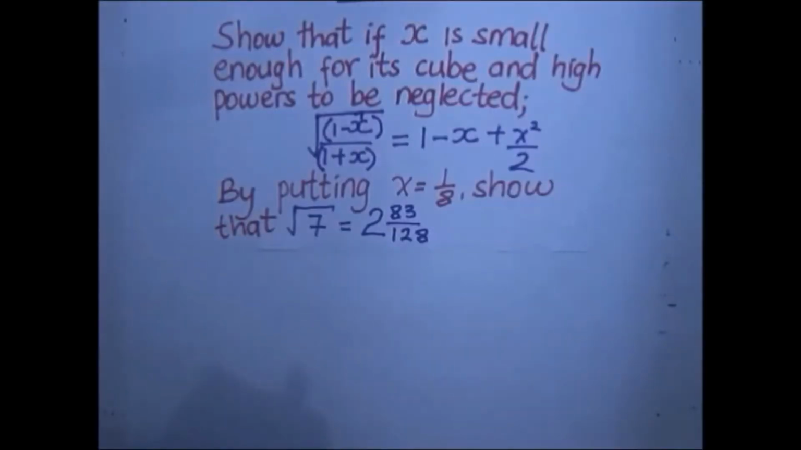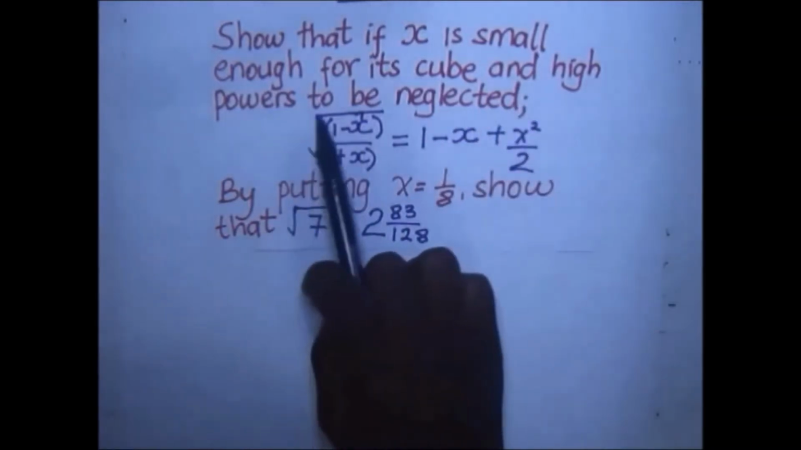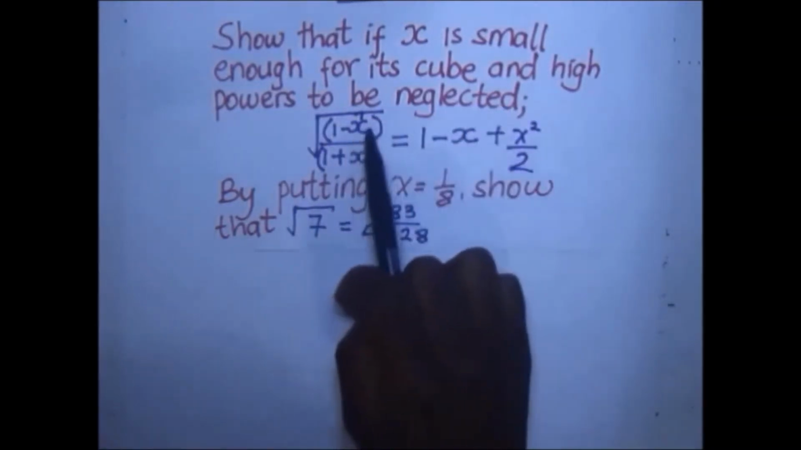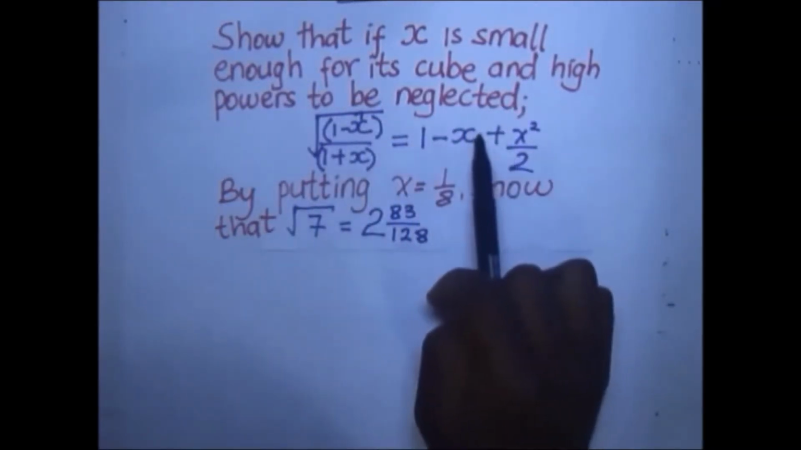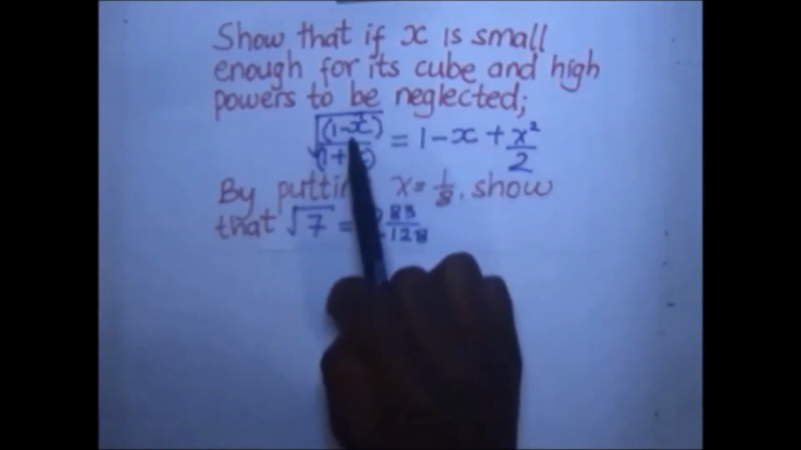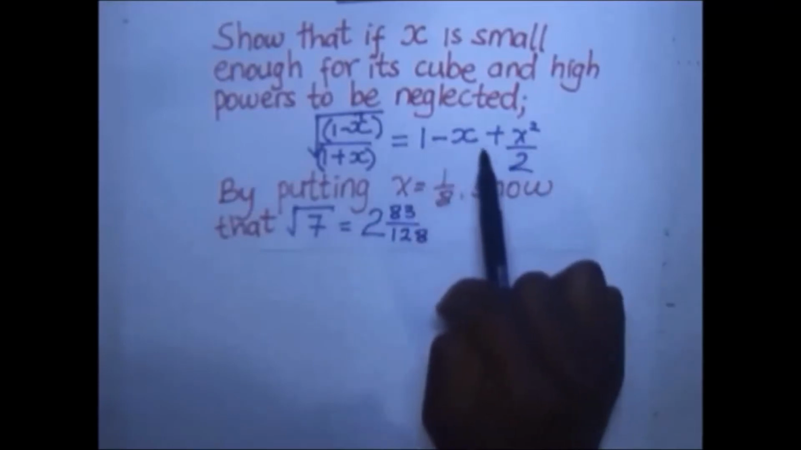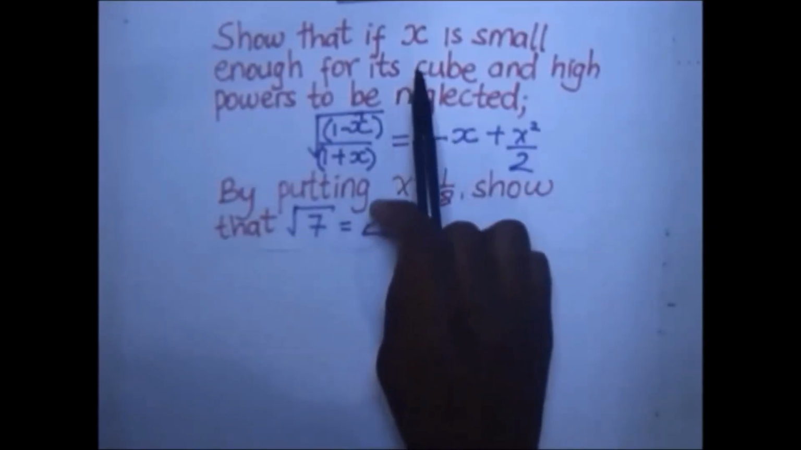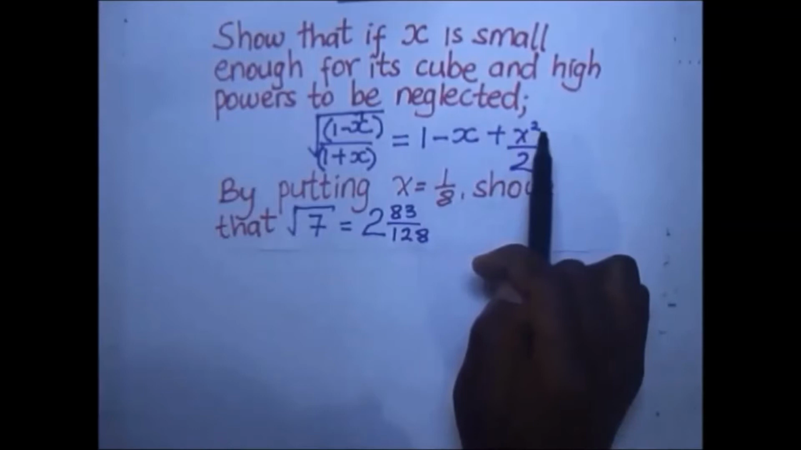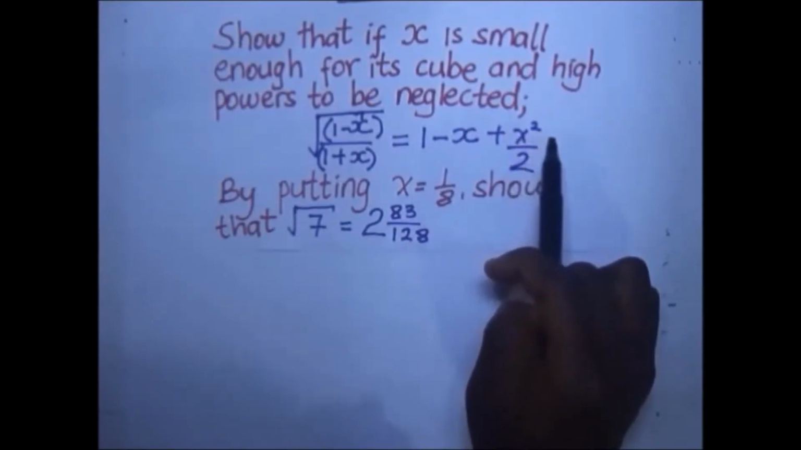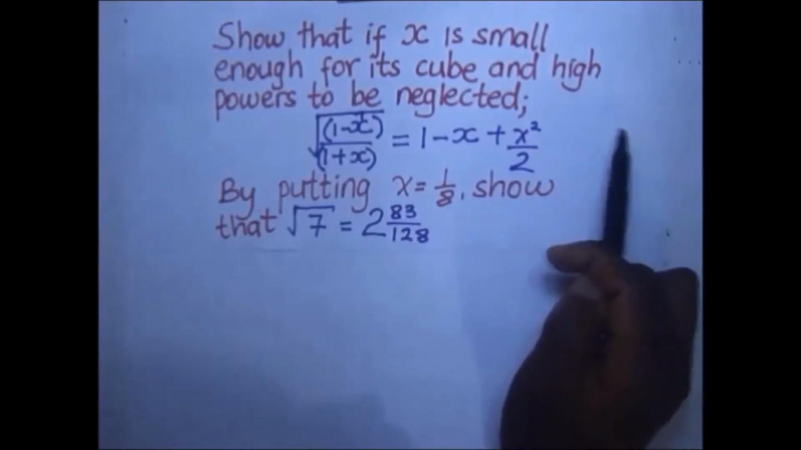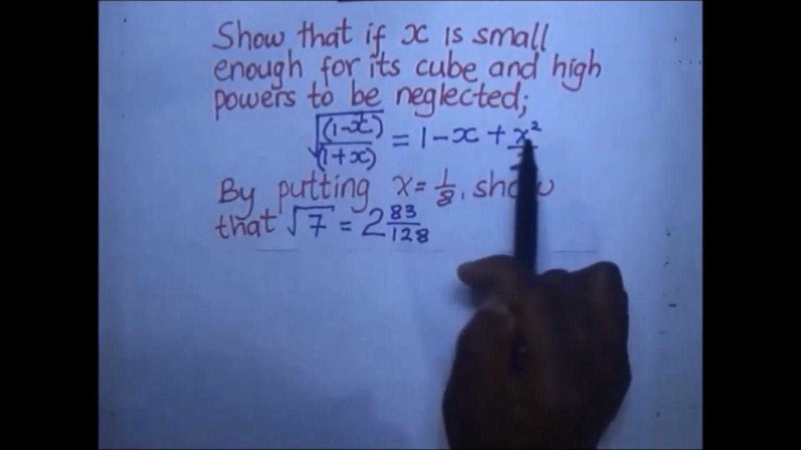We have a question here. It's saying that show that if x is small enough for its cube and higher powers to be neglected, then this expression is equal to that expression. In essence, we're supposed to expand this expression to show that it is equal to that, because according to the question the value of x is too small, so we shall ignore x to the power 3, x to the power 4. So we shall expand this up to x to the power 2.